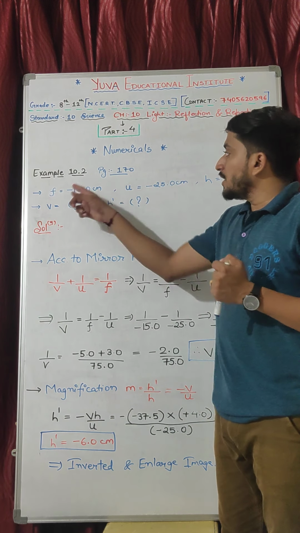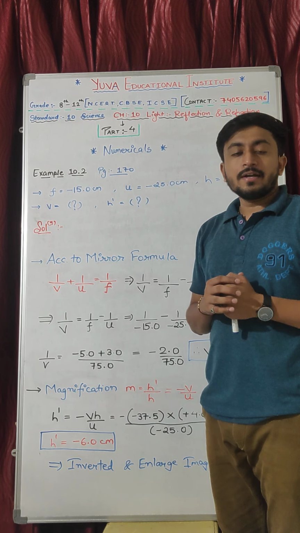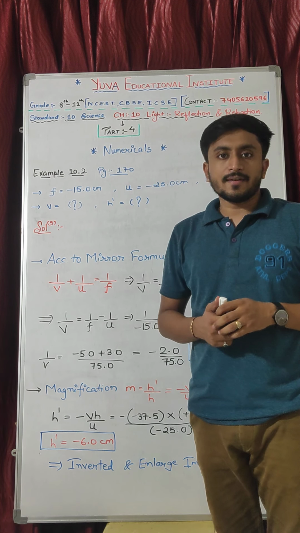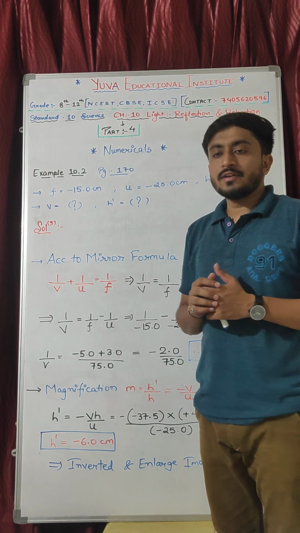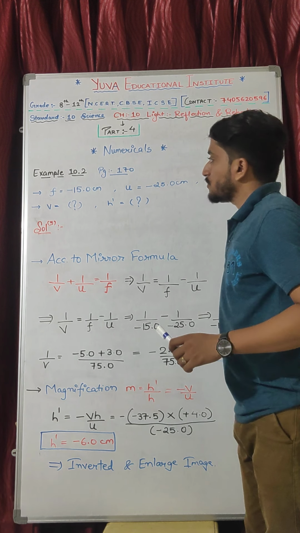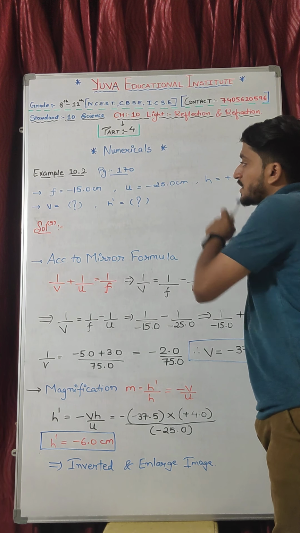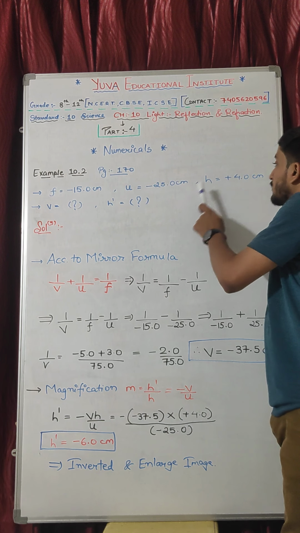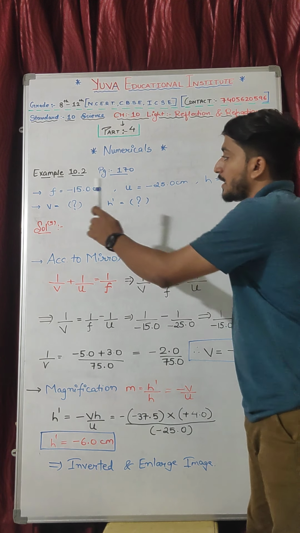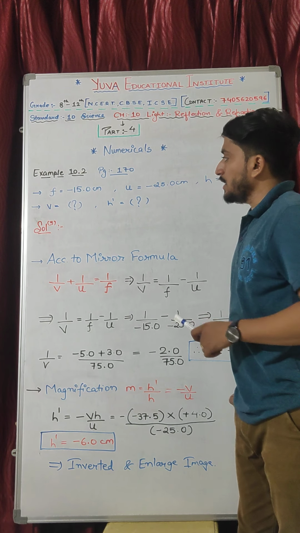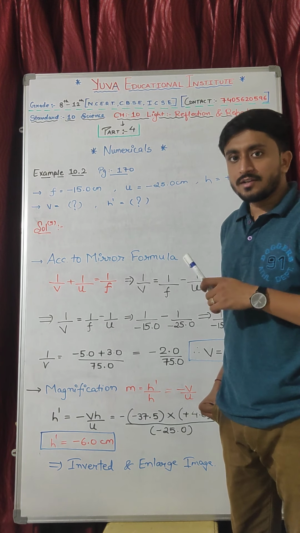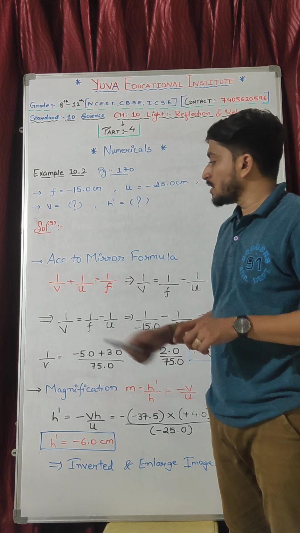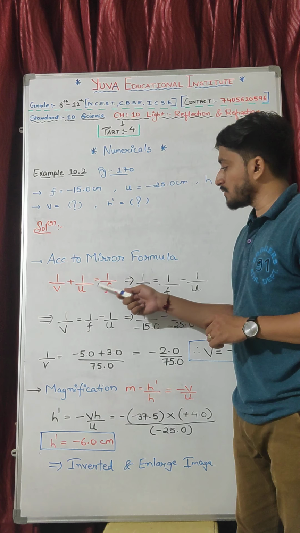Let's see this. Here focal length is given, right? In the previous sum we had radius of curvature, and from that we found focal length, right? Now here directly focal length is given, that is minus 15.0 centimeter, right? Another, object distance is given minus 25 centimeter. Height of object is also given, plus 4 centimeter. You have to find image distance v and height of image h dash, right? Again in the same manner we are taking the mirror formula. 1 upon v plus 1 upon u is equal to 1 upon f.